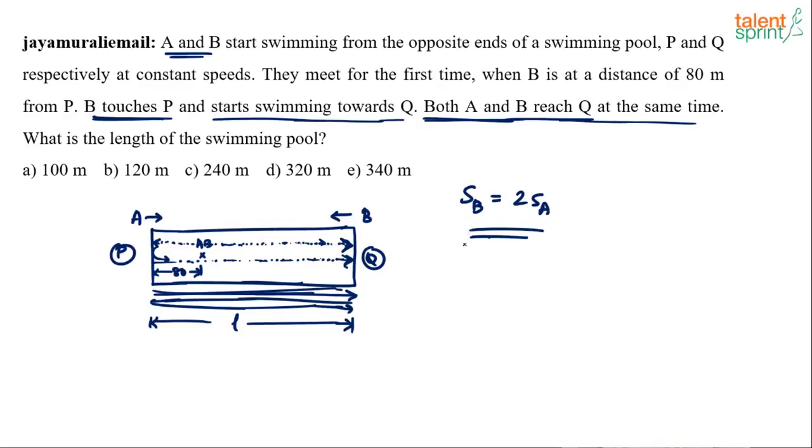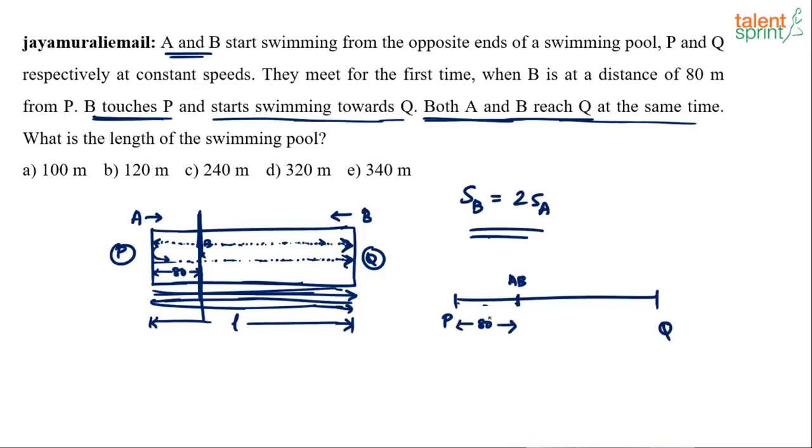Now understand. When they met here, at this point, B was at a distance of 80 meters from P, which means A traveled 80 meters. You're getting it? This is the length. This is P, this is Q. They met here somewhere. A and B met here. This distance was 80 meters. Who covered this distance of 80 meters? A.